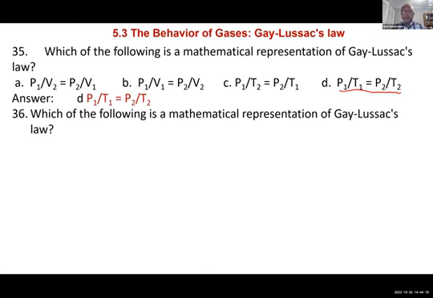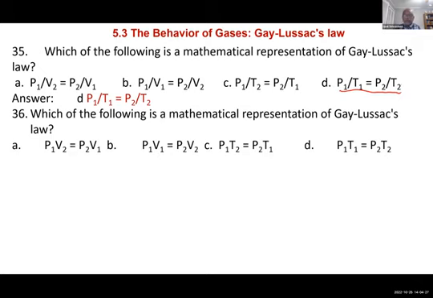Which of the following is mathematical? Now we are going to Gay-Lussac. We've gone through Boyle's, Charles, Gay-Lussac. So that's the mathematical equivalent, so this is the correct answer. Rearranging this, you get that equation. So answer is C.